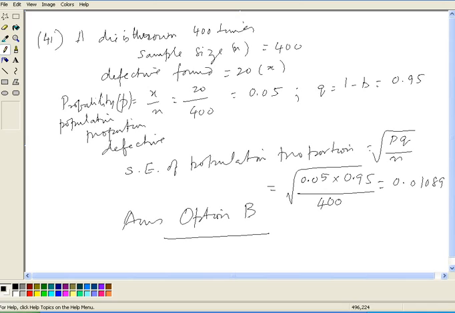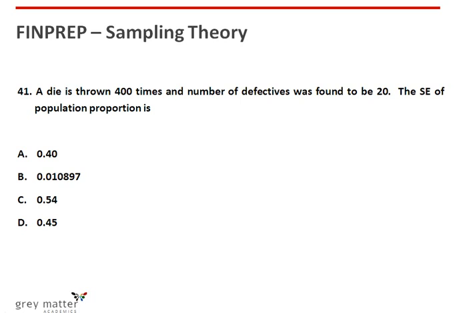Now that can be termed as P, and we need to compute Q, that is which are not defective. So it is 1 minus P, which is the probability of not being defective, or population proportion which is non-defective, 1 minus P, which is 0.295. Now standard error of population proportion is equal to square root of PQ by n. Substituting the values, we get the answer as 0.01089. So the answer is option B. Going to our PowerPoint presentation, it is option B, which says 0.010897.